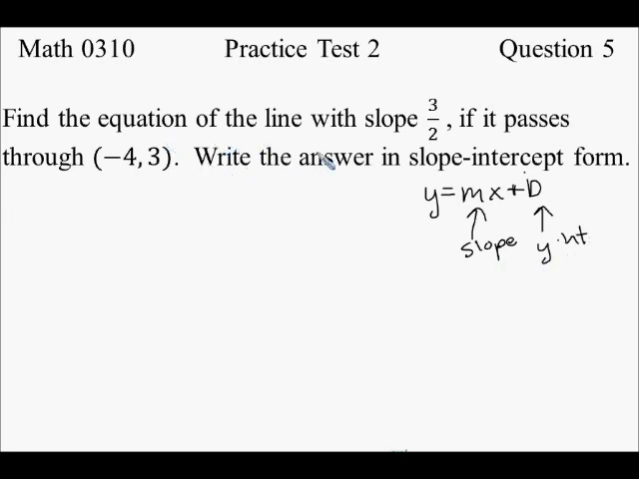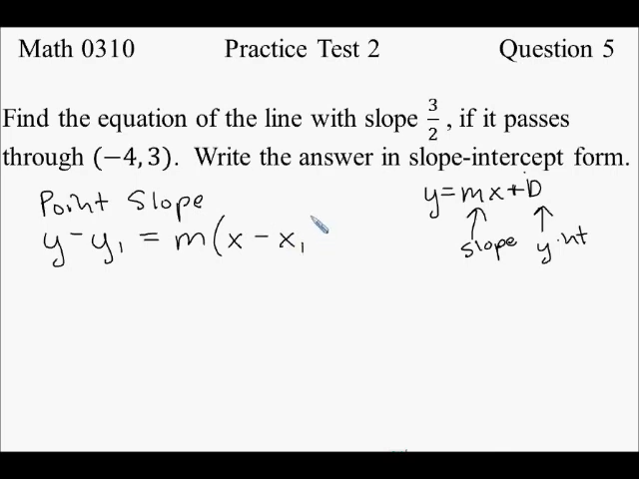Okay, so they give us a slope and they give us a point, so we want to use the point-slope equation. That's what we want to use. And that equation is y minus y1, which is the y-coordinate they give us, equals m, which is our slope, times the quantity x minus x1, and x1 is going to be the x-coordinate that they give us. So here, my slope m is 3/2. The x-coordinate they give us is our x1, so x1 is going to be negative 4. And then the y-coordinate they give us is 3, so 3 is going to be our y1.